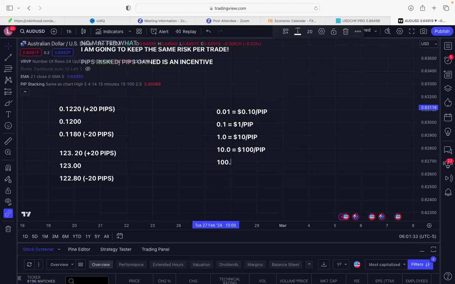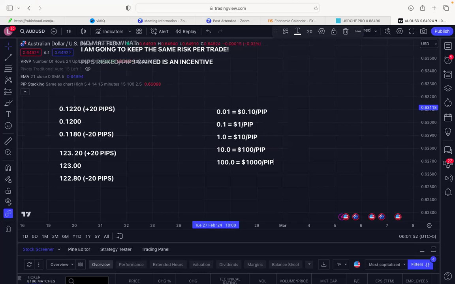So 100.0 equals $1,000 a pip, right? So if I have a lot size of 100.0, that's $1,000 a pip. I go ahead and hit for 20 pips. I just made what? $20,000.